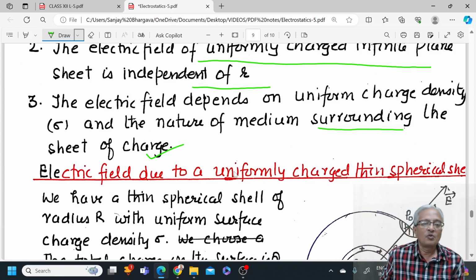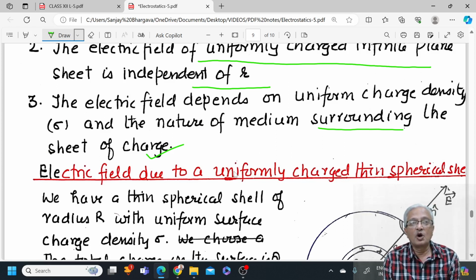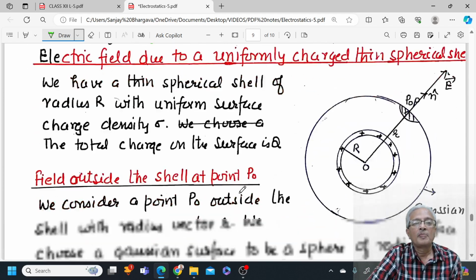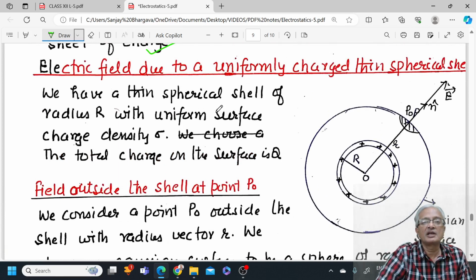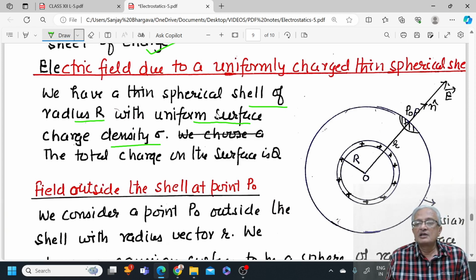Now, dear students, once again we are now using, in the third application, Gauss law to calculate electric field due to a uniformly charged thin spherical shell. Now we have a thin spherical shell here, and when I say thin spherical shell, it is as good as a hollow sphere. So we have a thin spherical shell of radius R, uniform surface charge density sigma. So this is the spherical shell. It carries a total charge q and it has a charge density sigma. R is the radius of the sphere.